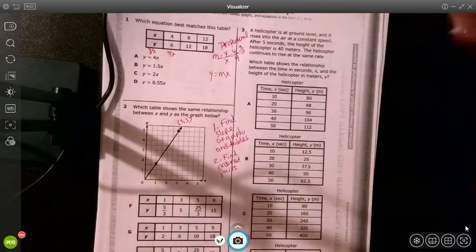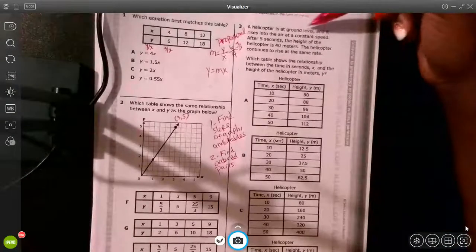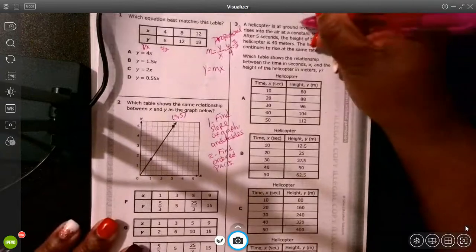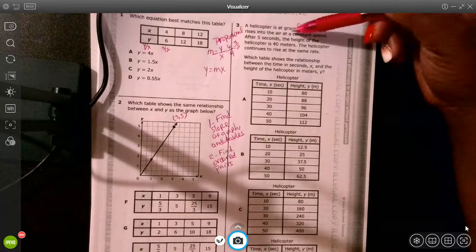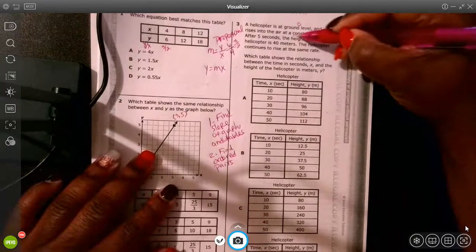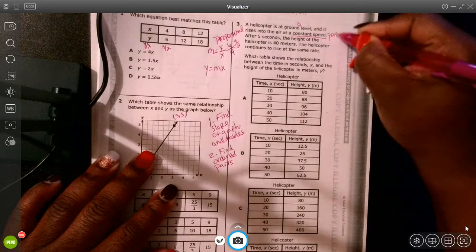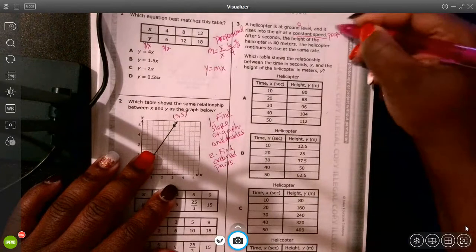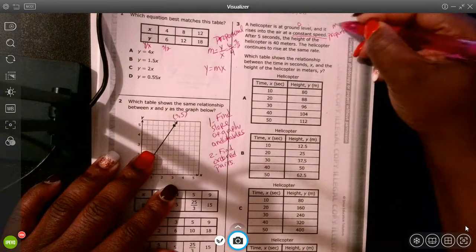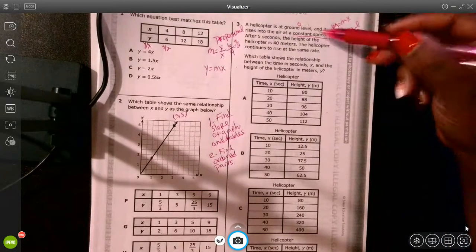Okay, so for number 3, I want us to look at what it's saying. It says a helicopter is at ground level. So ground level tells me it's at 0. And it rises into the air at a constant speed. Constant speed lets me know I'm dealing with proportional, because anytime I hear words like constant speed, I'm thinking y equals mx, because it's using constant speed.